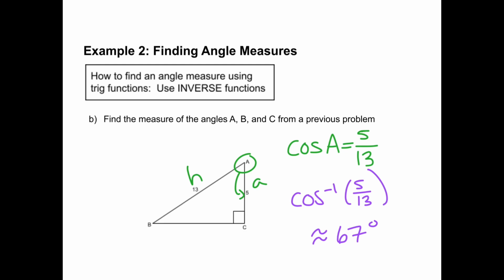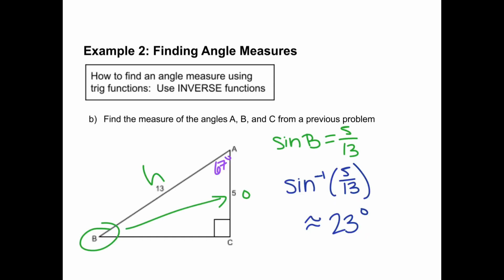Taking a look at another example, angle A, the 5 is the adjacent, 13 is the hypotenuse, so we will use the inverse of cosine to figure out the measure of angle A is 67 degrees. Switching to B, B as the reference angle makes 5 the opposite side, 13 is the hypotenuse, so we will use the inverse of sine, 5 over 13, that's opposite over hypotenuse, to get the angle measure of 23 degrees.